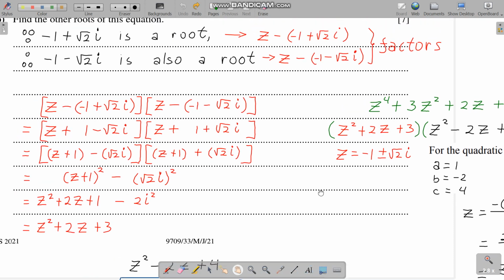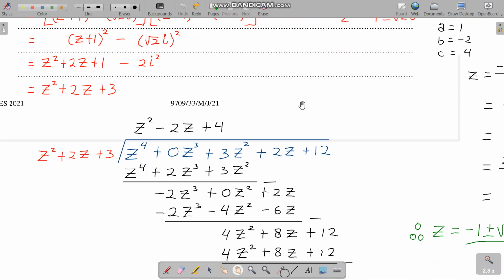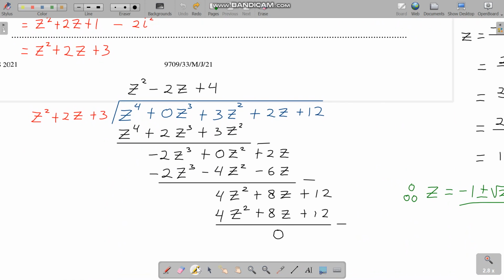Okay, now that we know the quadratic, we can do polynomial long division. So this is the original complex expression here, and we divide this by the quadratic factor. So we do z squared, because z squared times z squared is z to the fourth, z squared times 2z is 2z cubed, z squared times 3 is 3z squared, and then we subtract. When we subtract, we should cancel out the first term. 0 minus 2 is minus 2, 3 minus 3 is 0, and we drop the next term.